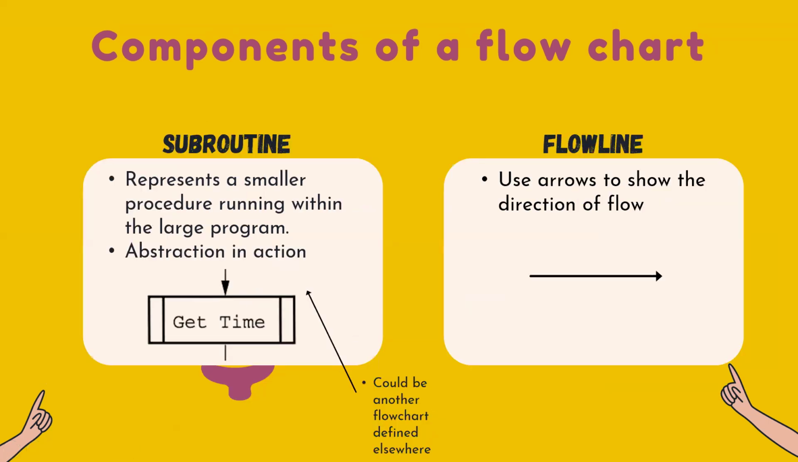Then this probably is new for you: subroutine. A subroutine is a complete program itself. We don't care what the program is doing, but with the name we can find out what this small program inside my program is doing. So get time represents a small procedure running within the larger program, and abstraction in action is happening over here. We don't care what is happening inside this program. We are using it. Simple.